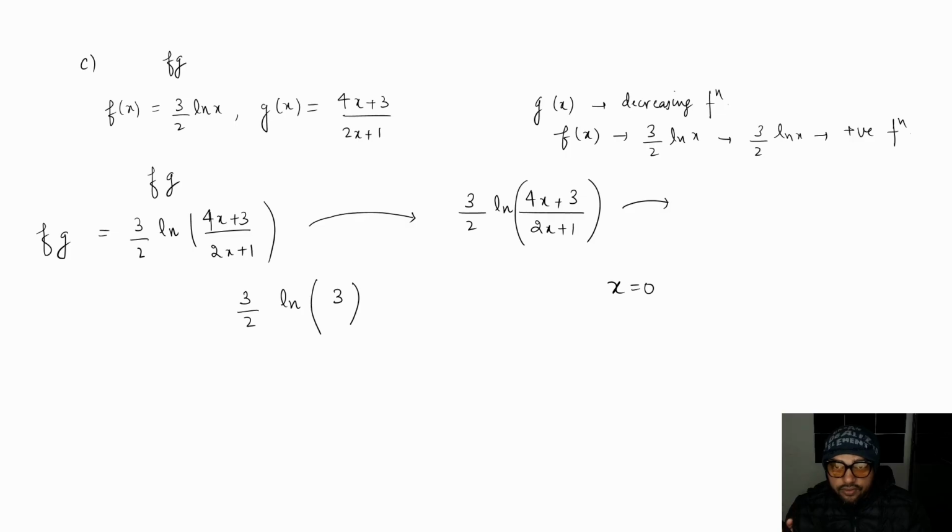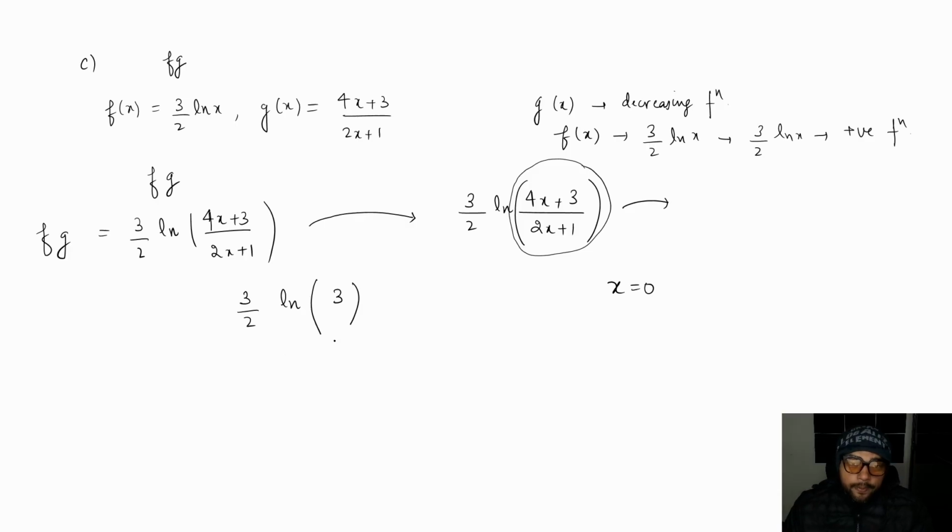Since it is a decreasing function, this particular argument of log is what we are considering. We can't put the value of x less than 0. So we are plugging the value of x equals 0. So on plugging the value of x equals 0, we are getting 3 as the argument.